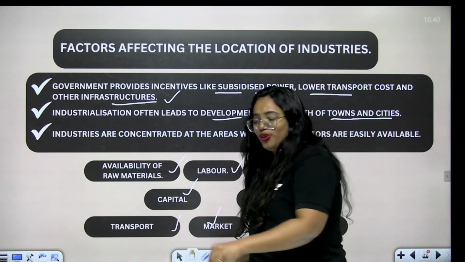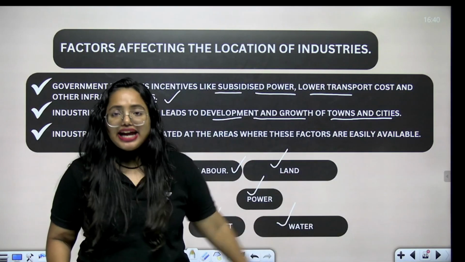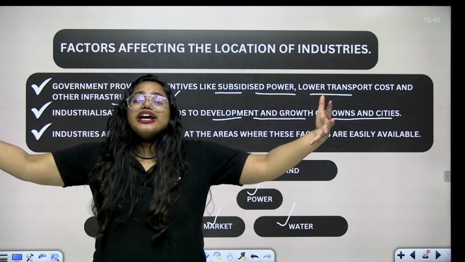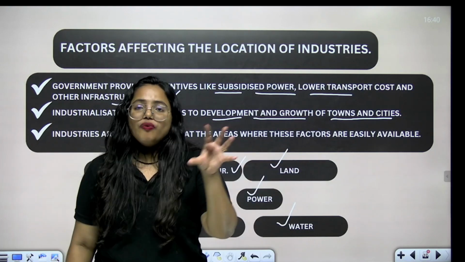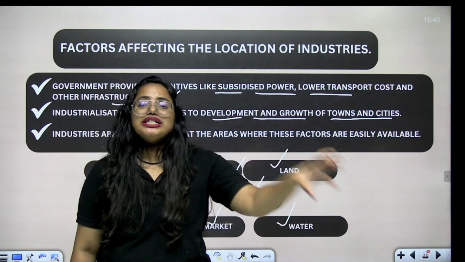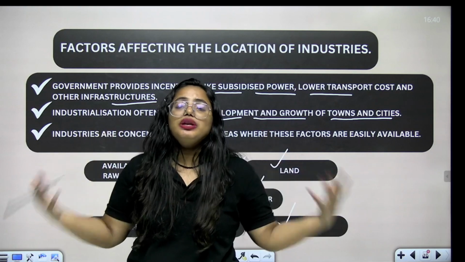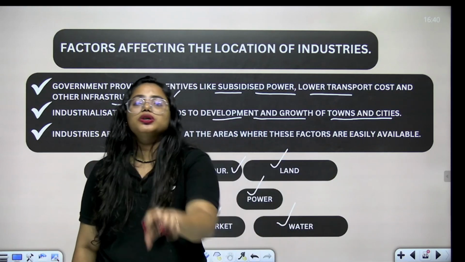So these are very essential for an industry to grow. Clear? For an industry to locate in a particular area, it is very much essential to get all these necessities on time. Whenever or wherever these facilities are available, the industries will be more concentrated towards that area.